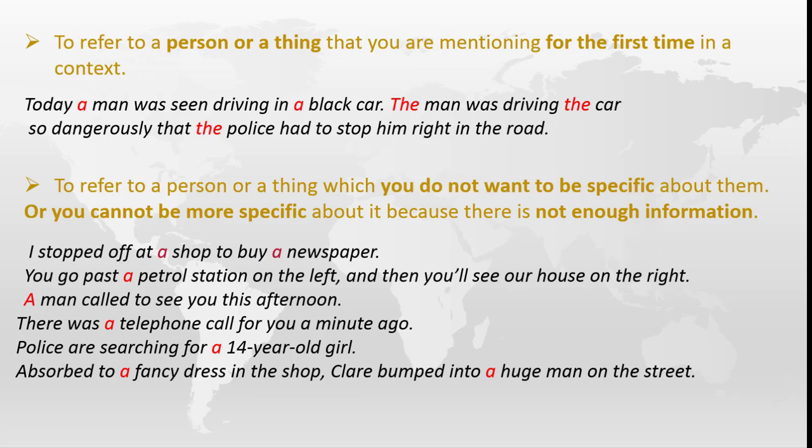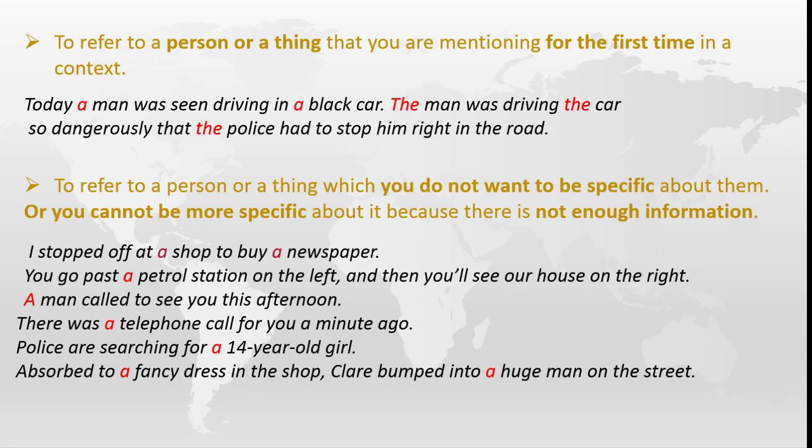Next one, there was a telephone call for you a minute ago. A telephone call. Which telephone call? Maybe I don't have enough information, or maybe I don't want to be specific about it. Next one. Police are searching for a 14-year-old girl. This action of police is the matter of attention, not specifically about that 14-year-old girl. Maybe in the later sentences, I will give some more details about that girl, but in this sentence, I'm just going to highlight the police's action.